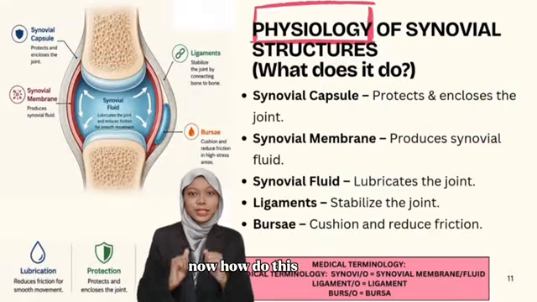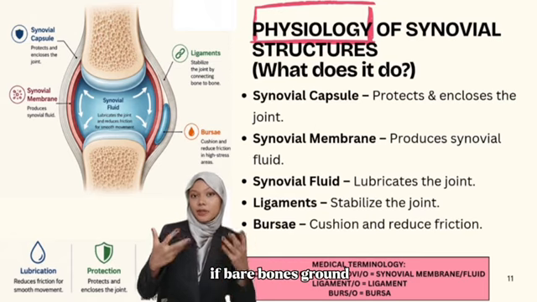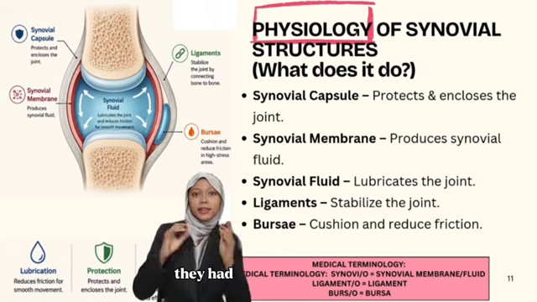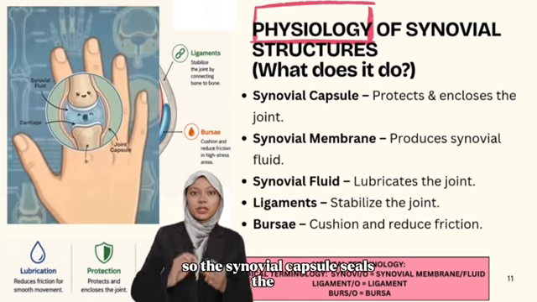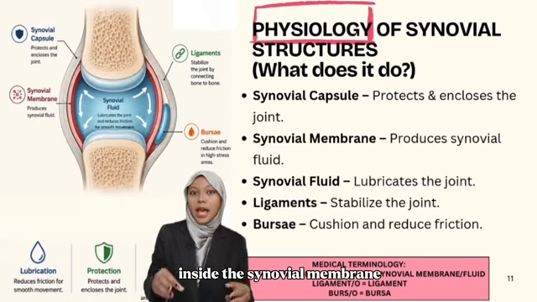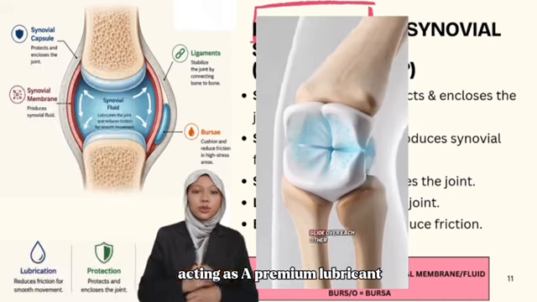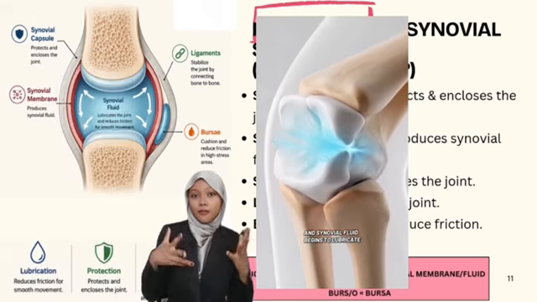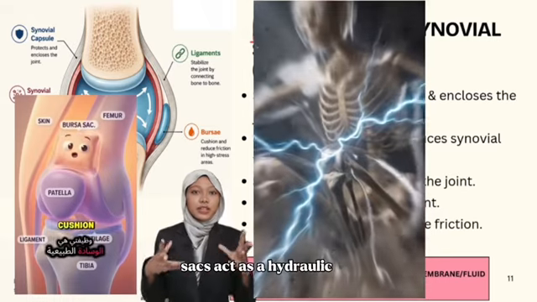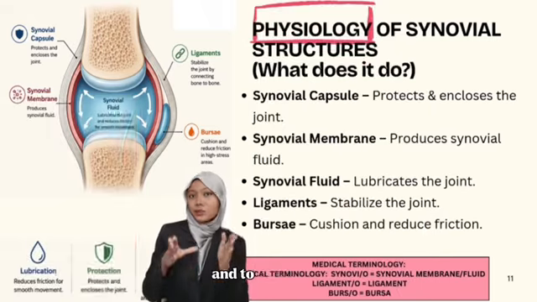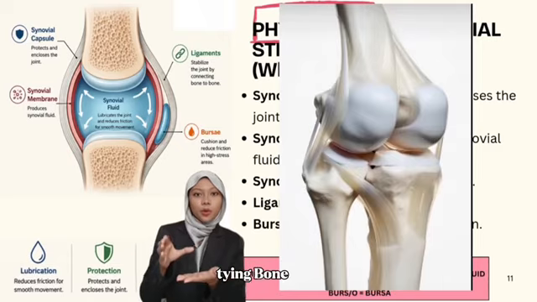Now, how do these parts work together without wearing out? If bare bones ground against each other, they would destroy themselves. So, the synovial capsule seals the joint. Inside, the synovial membrane releases synovial fluid, acting as a premium lubricant, so bones glide effortlessly. For impact, bursae, tiny fluid-filled sacs, act as hydraulic shock absorbers. And to keep it stable, ligaments act like heavy-duty ropes, tying bone to bone.